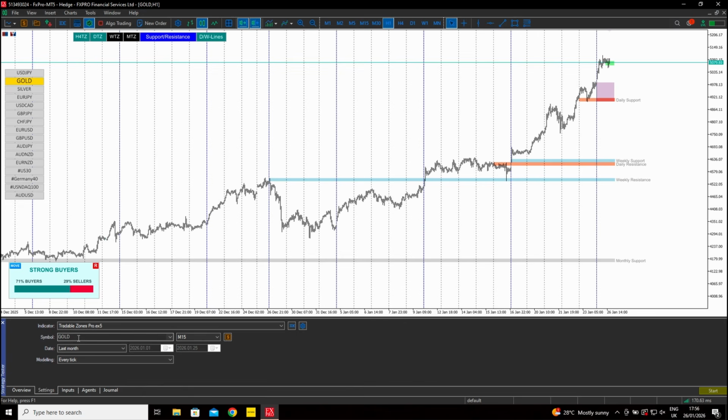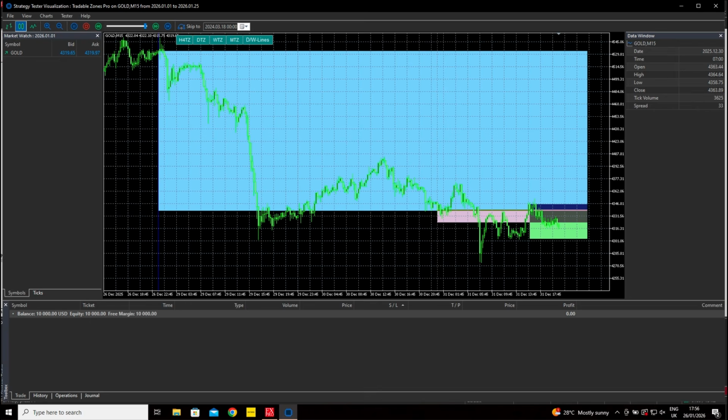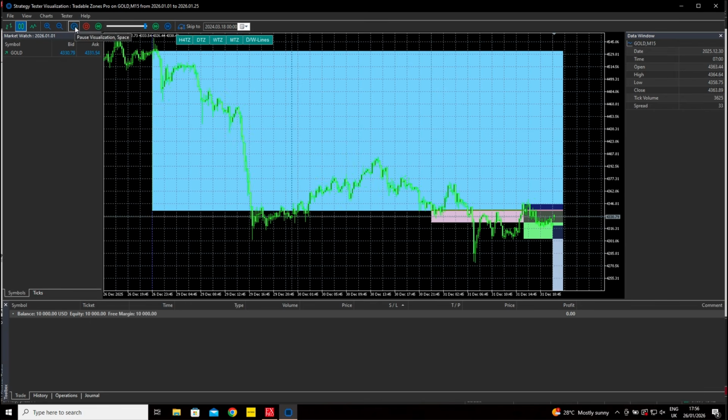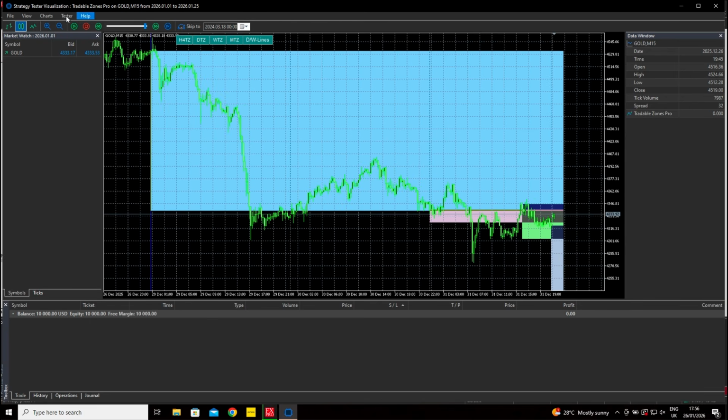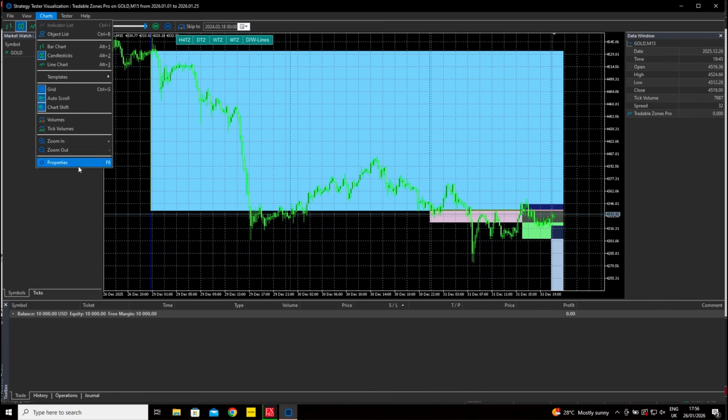So I am going to test it on gold on the 15-minute chart so that you can see how the zones are created. So let's click on start. First of all, I'm going to pause it and then we'll change the chart so that you can see this clearly.